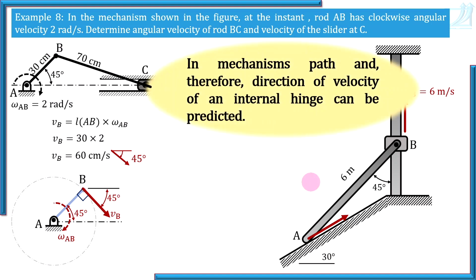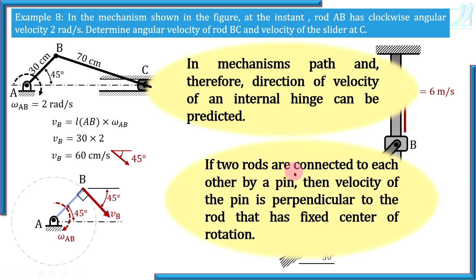So in all this discussion, what you should realize, listen, in mechanisms, path and therefore direction of velocity of an internal hinge can be predicted. So here we could easily predict path of B. Path of B is circle about point C. This slider can slide in this horizontal slot.